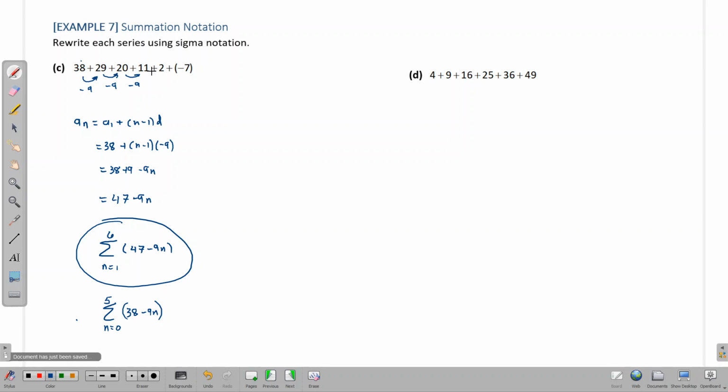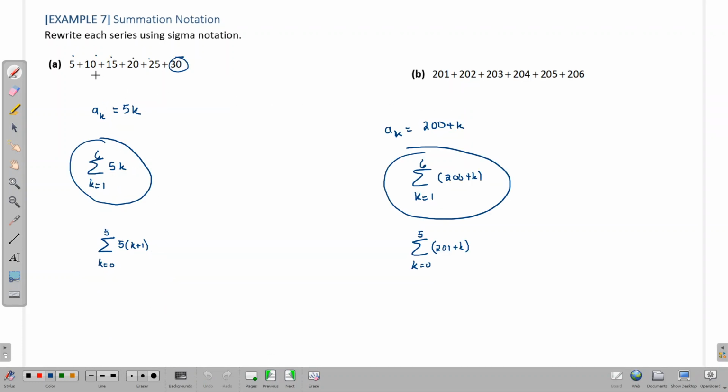So if you see that the sequence is arithmetic, you can use this strategy. That same strategy could have been used on both of these as well, because they are both arithmetic as well. On this one, the d was equal to 5. On this one, the d was equal to 1.